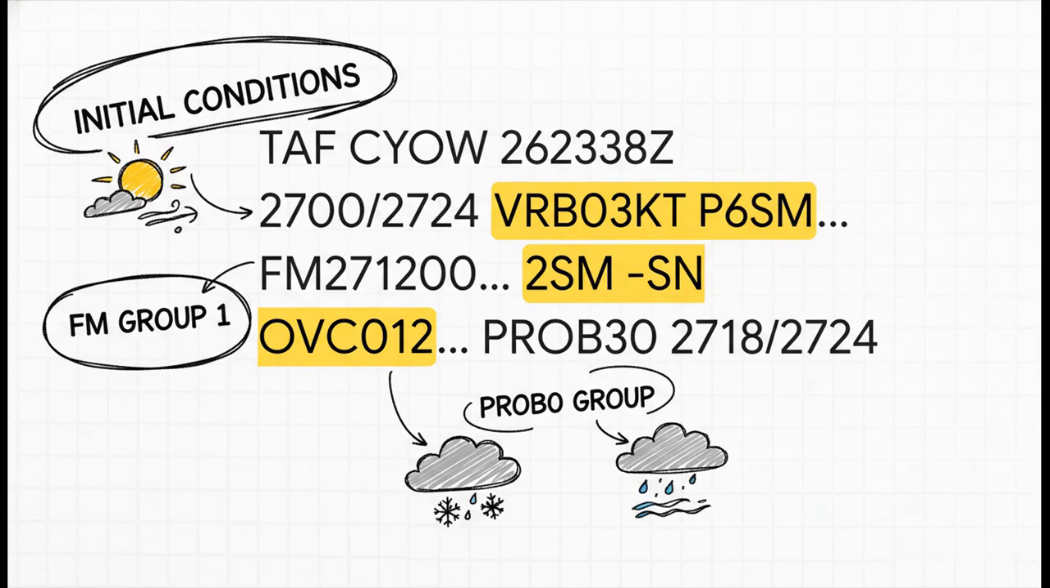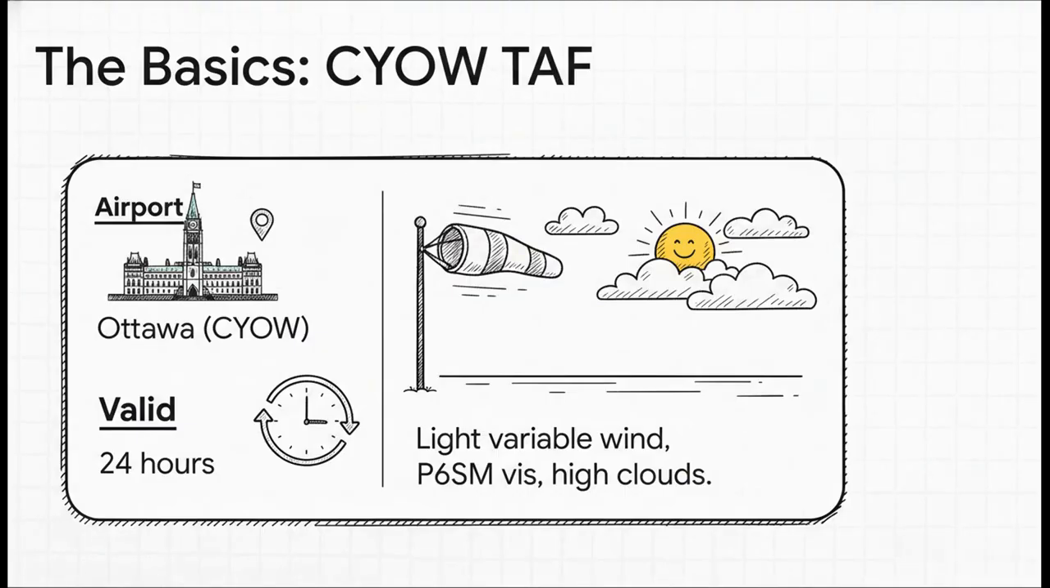You can already see the structure we talked about, the initial conditions, followed by a series of FM groups that are clearly telling a story about changing weather. So let's start with the basics. It's a TAF for Ottawa, CYOW. It was issued on the 26th at 23:38 Zulu, and it's valid for a full 24 hours on the 27th.